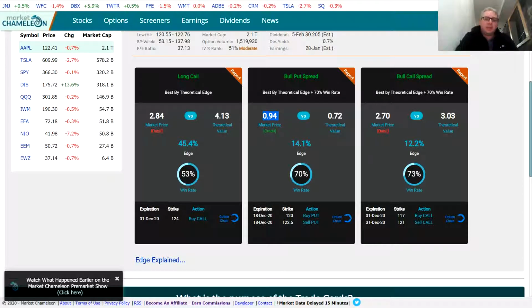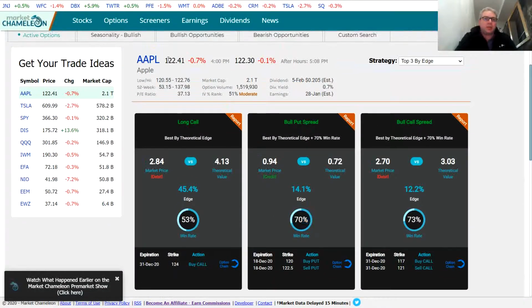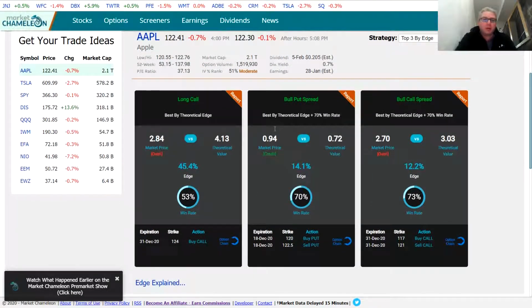And that's your 14% edge, 14.1. You've got a 70% win rate. When do you win? Let's see. Apple is at 122.4. Your maximum win, which is this 94 bucks, is if Apple is at 122.5, which is 9 cents from here by next week, by December 11. As long as Apple moves, I don't know, 0.1% or something by next week, this option will expire worthless.